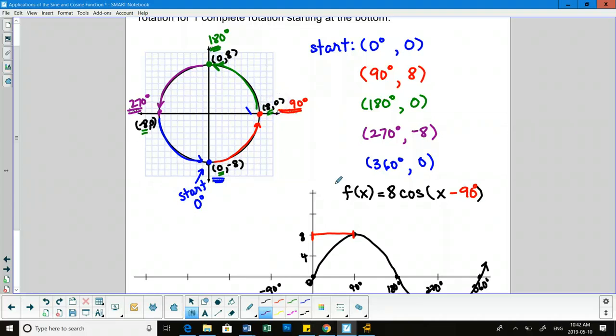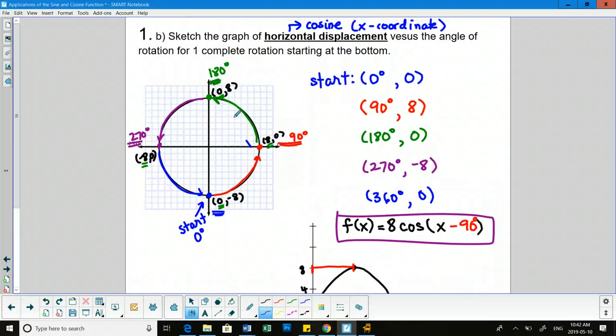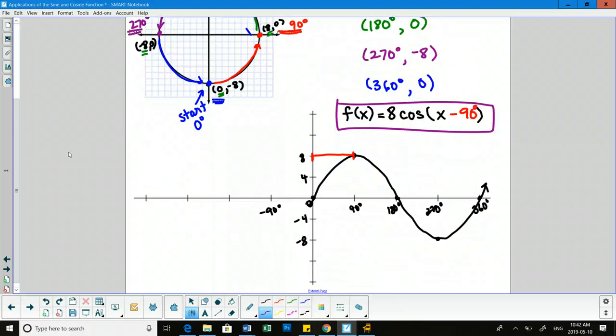Okay? So this is how we would express our function. Can you technically express this as 8 sine x? Yes, technically that is the same function. But we indicate to someone that we're tracking horizontal displacement when we use cosine. So, any questions so far? Okay.